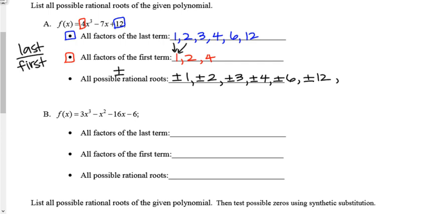Now I'm going to move on to putting all those blues over the red 2. So let's see. 1 over 2 is 1/2, so I have plus or minus 1/2. 2 over 2 is actually just 1, so I'm not going to write that again. I already have that. 3 over 2 is 1 1/2, so we have plus or minus 3 over 2. 4 over 2 is just 2. I'm not going to write that again. I already have it. 6 over 2 is just 3. I'm not going to write that again. And then 12 over 2 is actually just 6, so I'm not going to write that again.